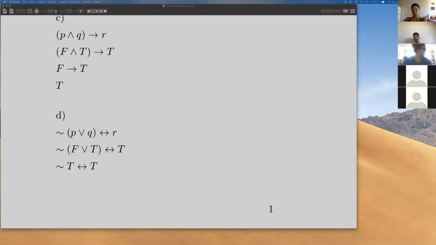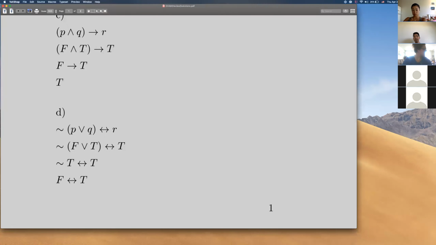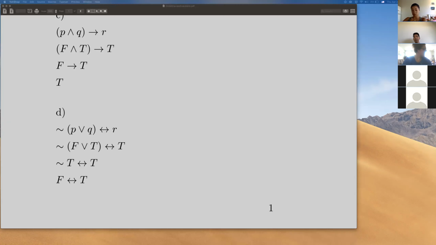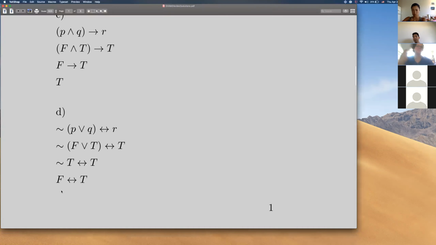False and true, right? False. Which is what? True, false. False, yeah, because it's a double arrow. Double arrow means they have to match to be correct.